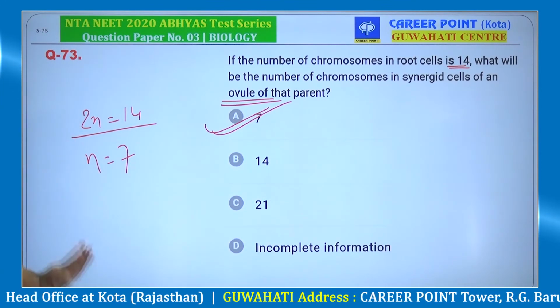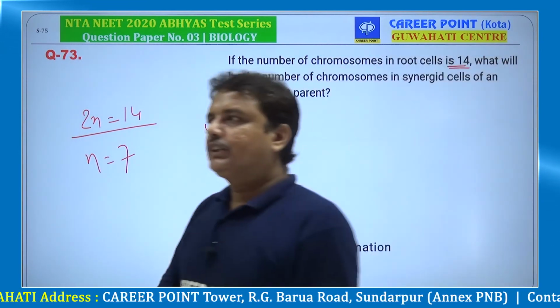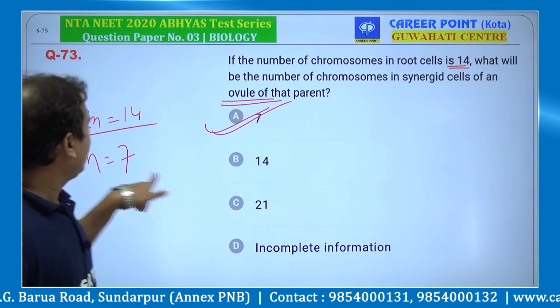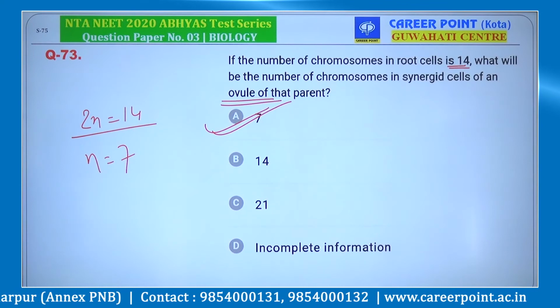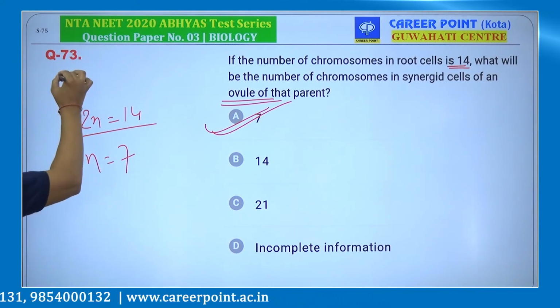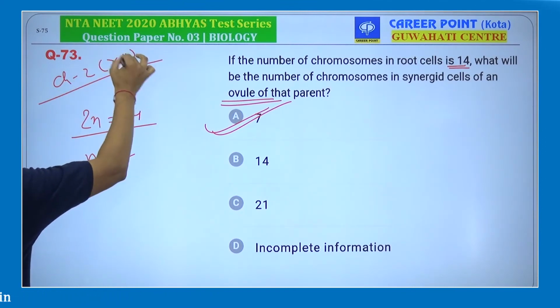Synergid is a cell present in the embryo sac, so it is asked about the haploid condition. If the diploid is 14, haploid is 7, and triploid endosperm is 21. Clear? So here the answer is 7. It is from chapter 2, class 12, sexual reproduction in flowering plants.